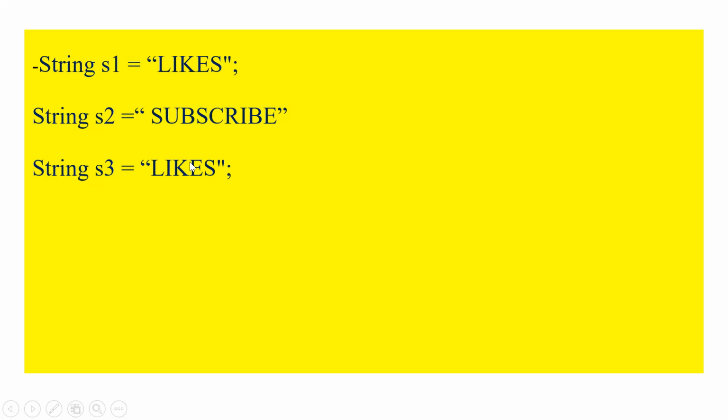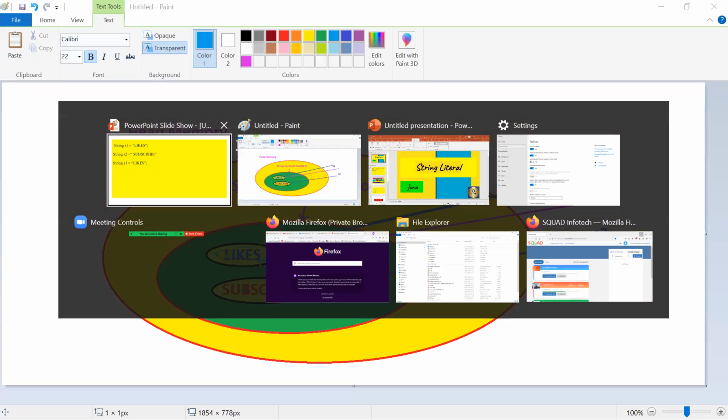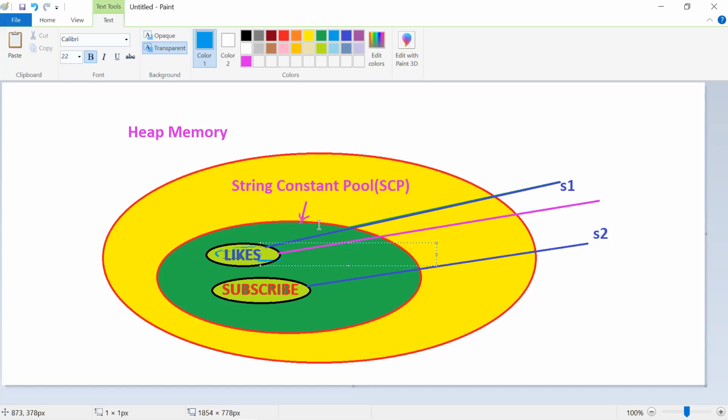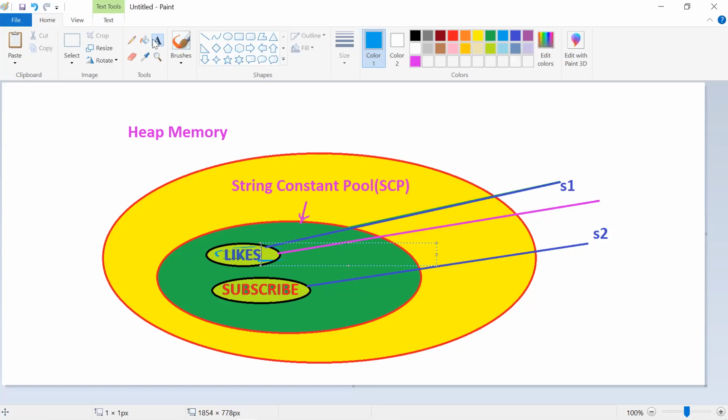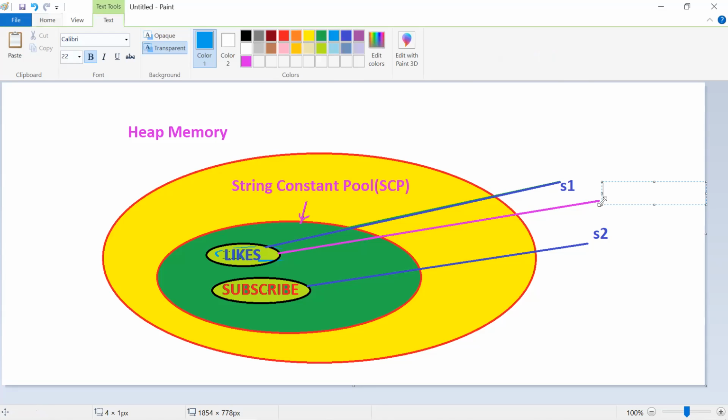We will check the string constant pool now: is "likes" present or not? That object "likes" is present in the string constant pool, so it won't create a new object. It would just pass a reference, that's s3. It won't do anything else, just pass a reference to that. So a new reference s3 will be created to the same object.